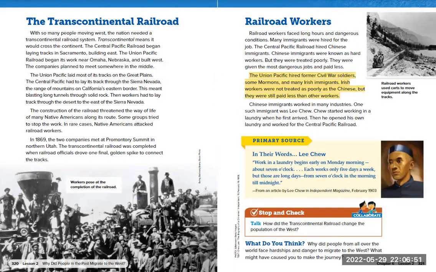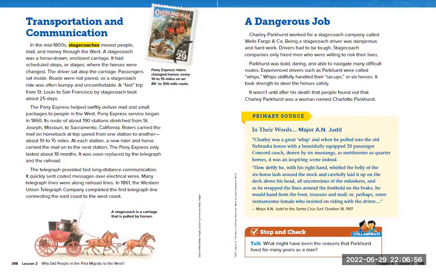Let's see if there is another reason why people might want to move west. If they were working as part of the Pony Express, delivering mail, packages, riders, or passengers, that could be another reason they were working.